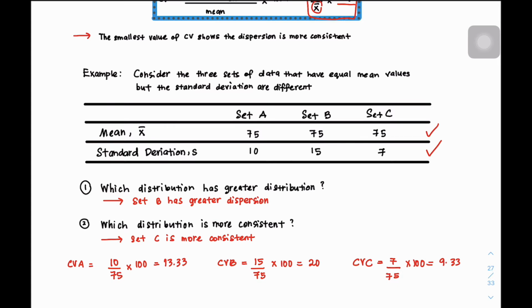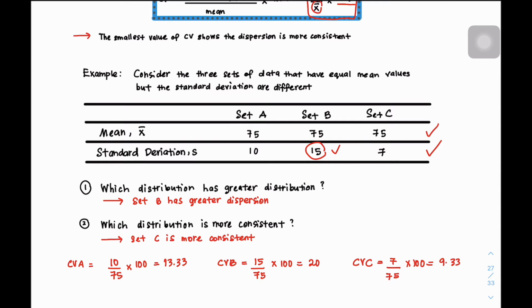Okay, bila standard deviation besar, maksudnya dia measure of dispersion dia greater dispersion, dia punya taburan lagi besar. Maksudnya dia menjauhi nilai purata. Okay, so kita boleh conclude that set B has greater dispersion sebab set B mempunyai standard deviation yang paling besar. Okay, so kalau dia tanya which distribution yang more consistent, so kita kena kira coefficient of variation lah.